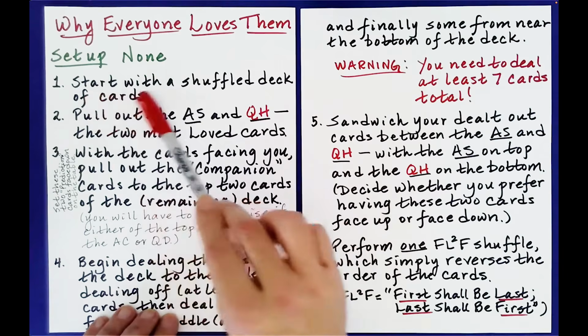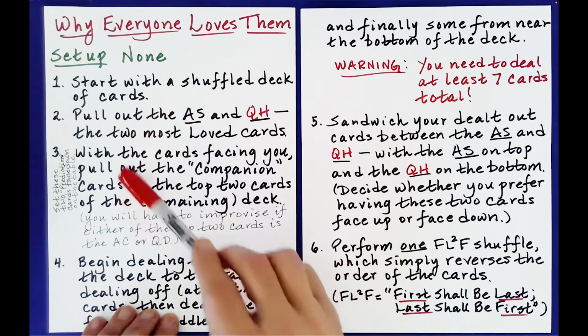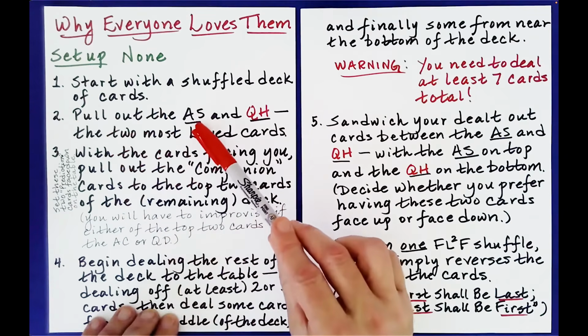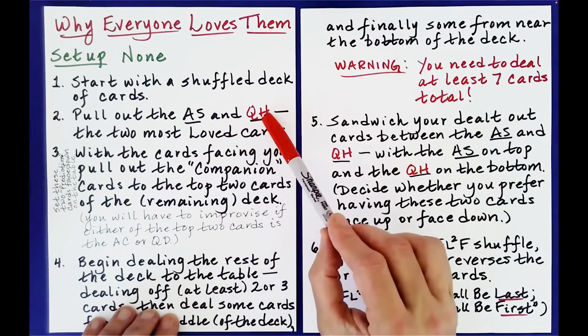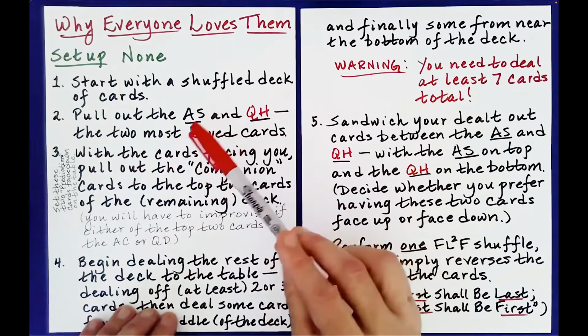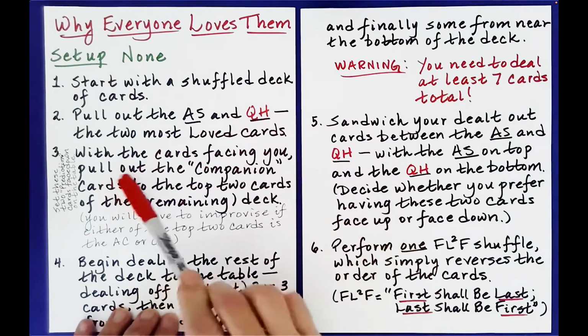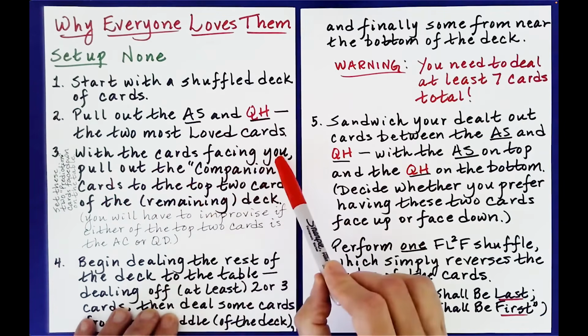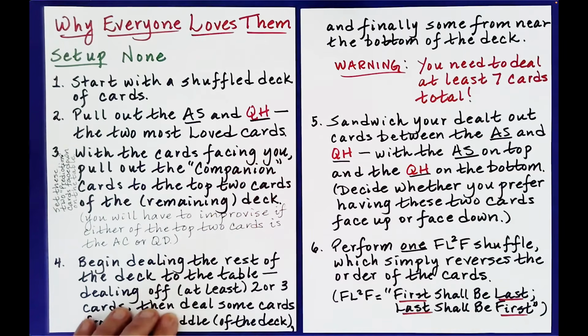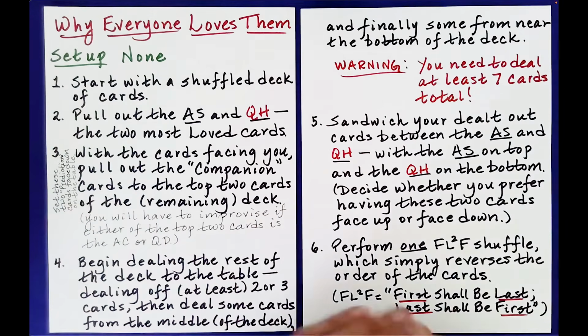You can truly be handed a random deck of cards. Wow. And then you would simply pull out the ace of spades and the queen of hearts, and maybe mention that among cards, those are 2 of the most popular or beloved, I guess. And then with the cards facing you, pull out the companion cards to the top 2 cards. So let me just quickly show you that. If you've watched any of my Into the Future videos, you're very familiar with this idea.